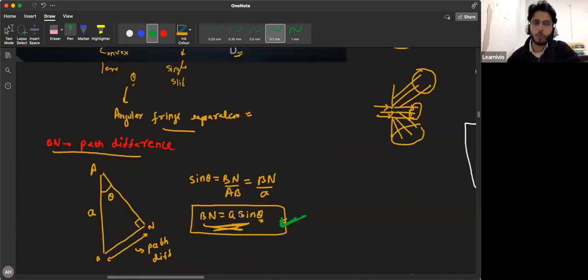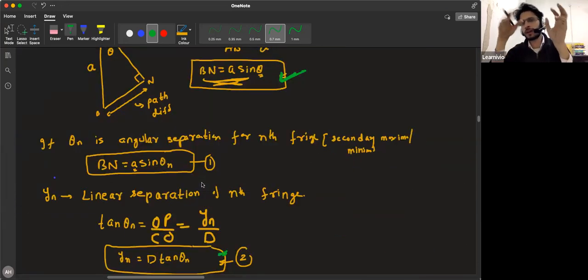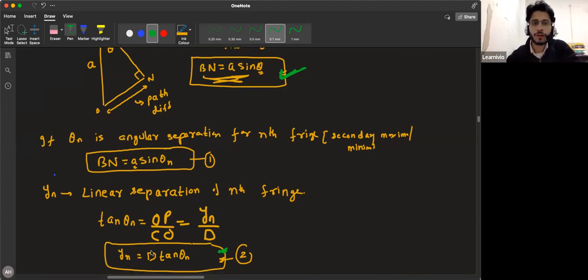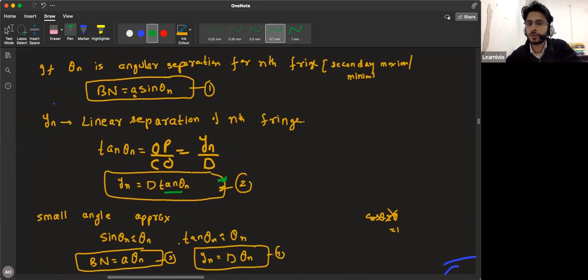Okay. Now, we can also use small angle approximations. Small angle approximations means if theta is very small, then you can write sine theta as theta and you can write tan theta as theta. This is true only if the angle is small. So for small angles, you can write sine theta n equal to theta n and tan theta n equal to theta n. So in both the expressions here, instead of sine theta n, you can write theta n only. Here also, instead of tan theta n, you can write theta n only. So the path difference and your linear separation will become this. But remember, this is valid if your theta is a small angle. And also your theta should be in radian. Don't use this one if your theta is in degree. Theta should be in radian.